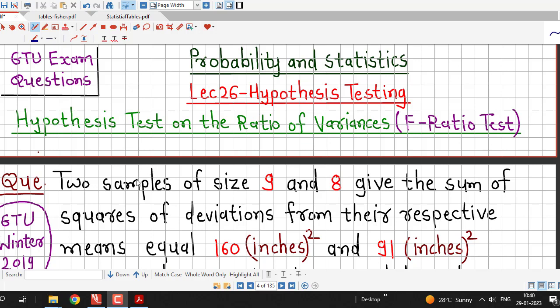In this lecture we are going to discuss one question on the hypothesis test on the equality of variances. Sometimes it is also known as F ratio test for the equality of variances. We have discussed about F ratio test in lecture number 25 on hypothesis testing. So if you have not seen that lecture, I suggest you to watch that lecture first and then go for this lecture.